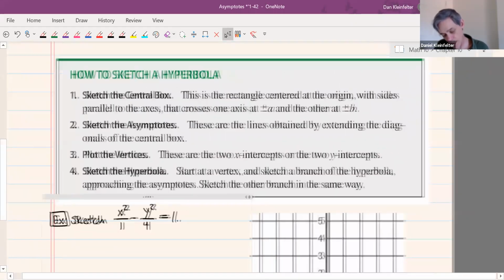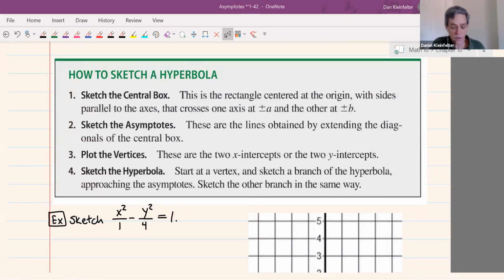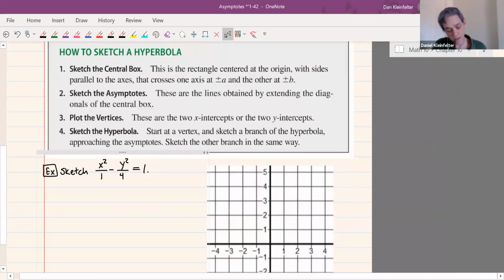Okay, so there's kind of an outline for this. You can sketch the central box for the hyperbola. That is going to be a rectangle. For now, it'll be centered at the origin, with sides parallel to the coordinate axes. One crosses at plus or minus a, one crosses at plus or minus b. The asymptotes go through the corners of the box. So let's first try this. Okay, let me draw that box on here.